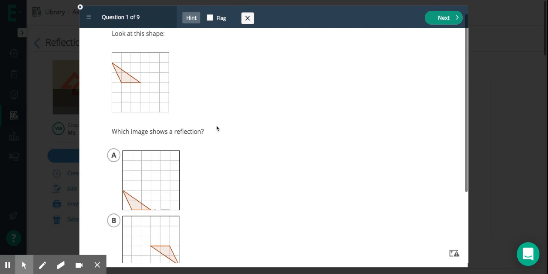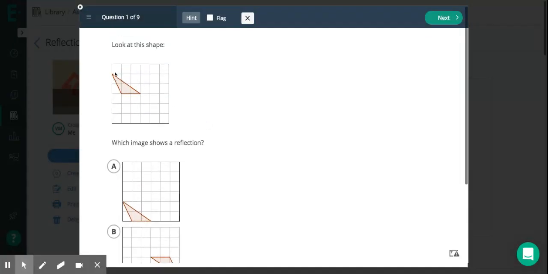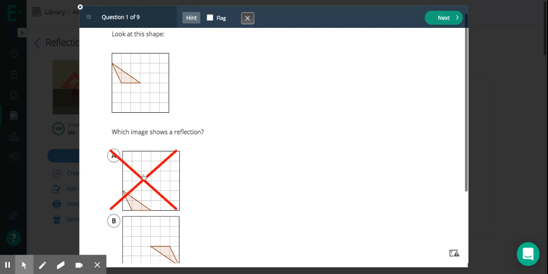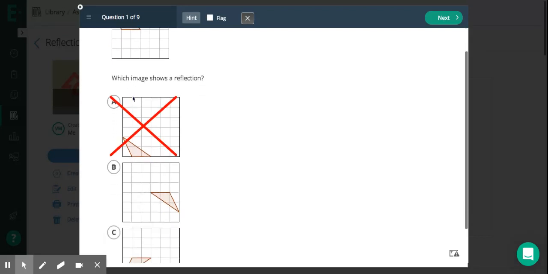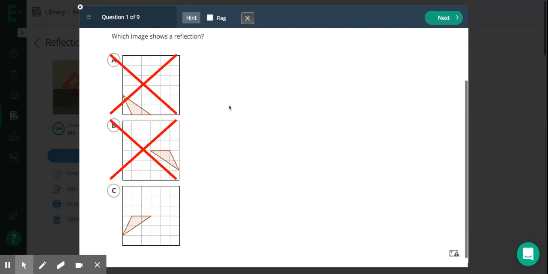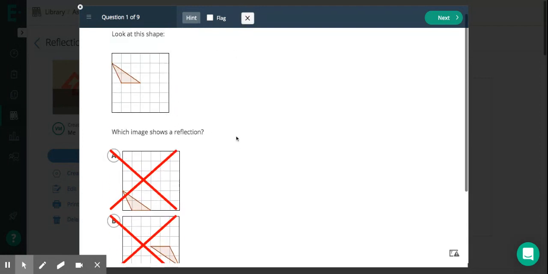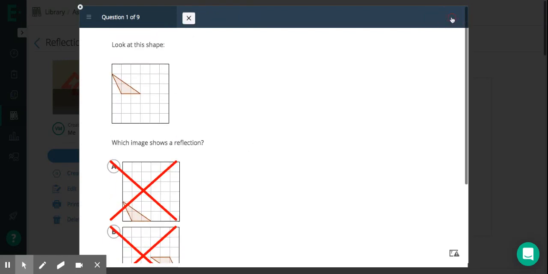So if I take a look at this, I want to make sure that my image is flipped. It shouldn't be in the same kind of orientation. So if I take a look at the first one here, this is not a reflection because all it looks like it did is it shifted or translated my image down. All right, when you take a look at B, B is not a reflection either because your image looks like it was turned around. All right, C is our answer. C is a reflection. It looks like it was reflected downward. All right, so let's take a look at the next question.